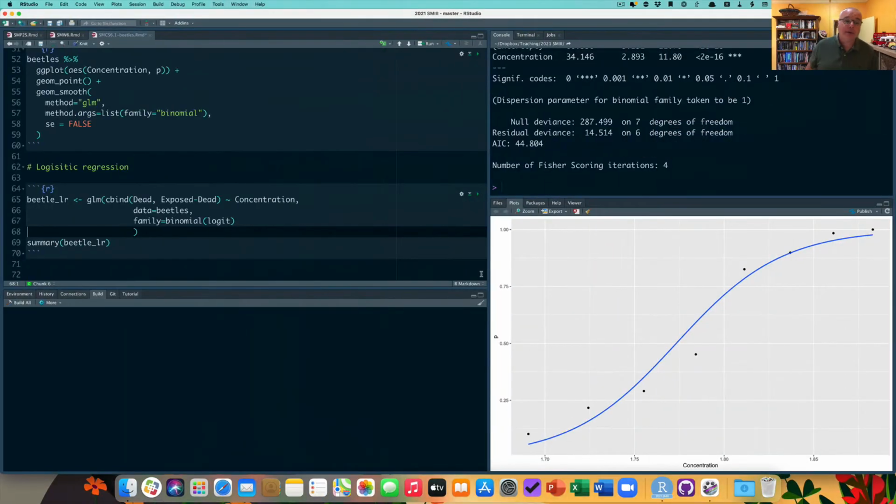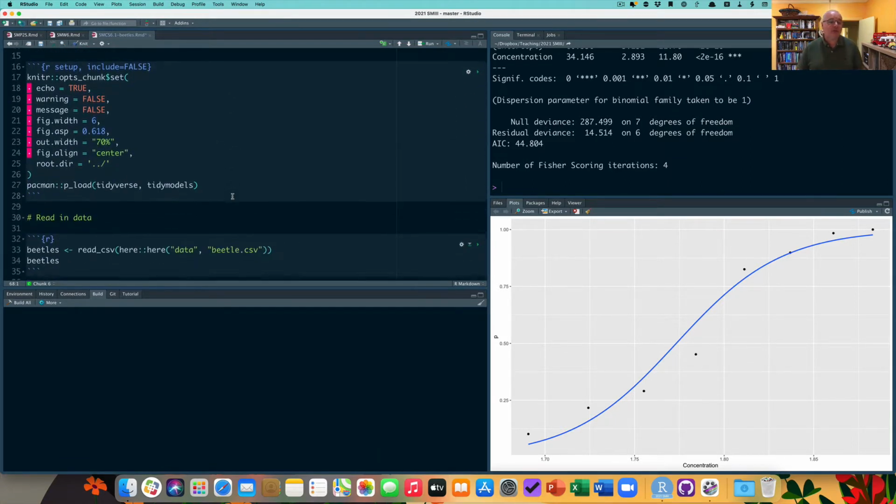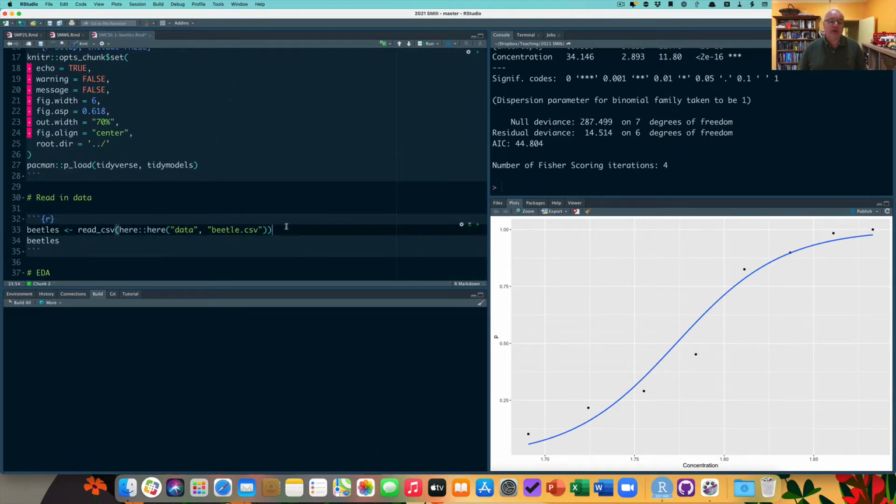Okay, so we're going to do our first case study, and we'll keep coming back to this one, which is the Beetles case study. So let's head over to R, and let's do some setup. First of all, we're going to read in our data and have a look at it.